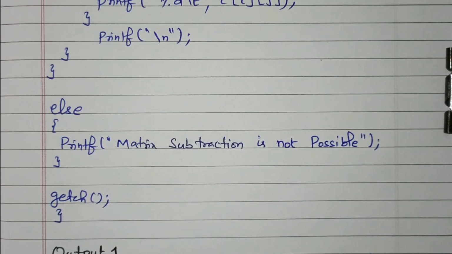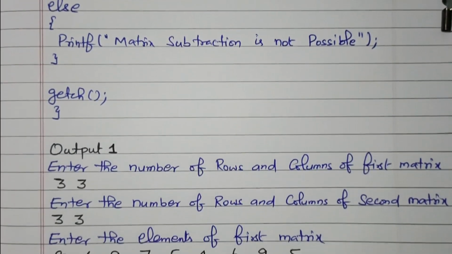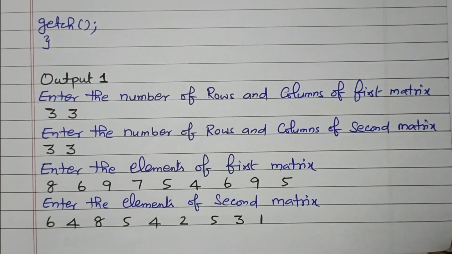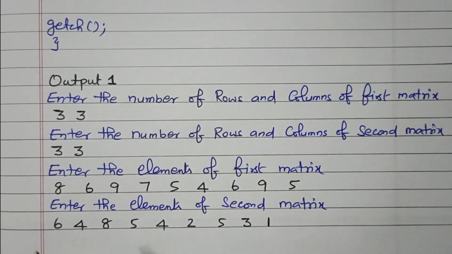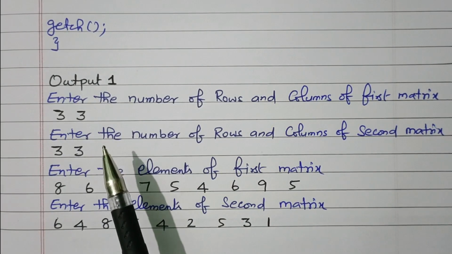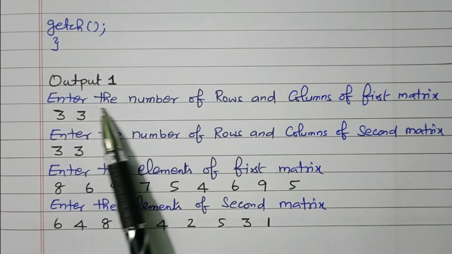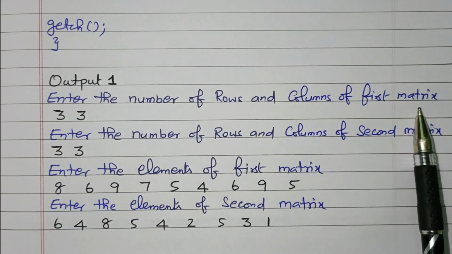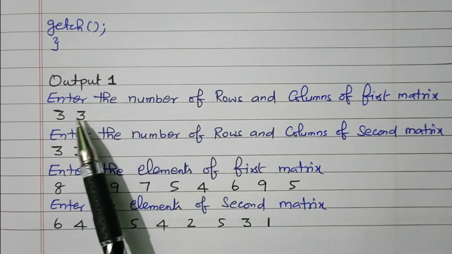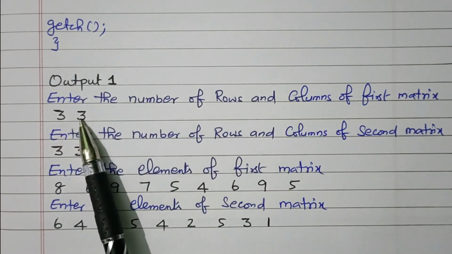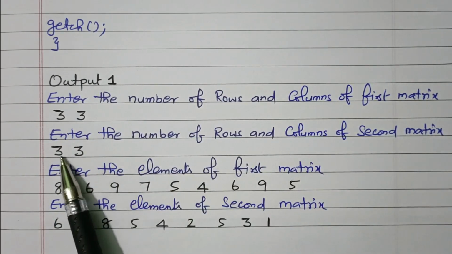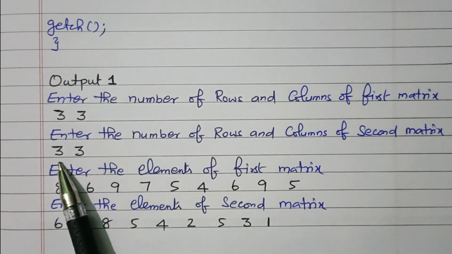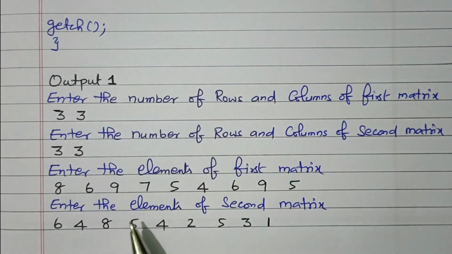Now we'll see the output of this program. There are 2 possible outputs. One is matrix subtraction is possible, another one is matrix subtraction not possible. We'll see both the cases. So output 1. First we enter the number of rows and columns of the first matrix. So the user will enter 2 values, 3 3. We assume that we are using a 3 cross 3 matrix. Enter the number of rows and columns of the second matrix, that is also 3 3. See, now the condition is correct. The number of rows in first and second matrix, and columns in first and second matrix are equal.